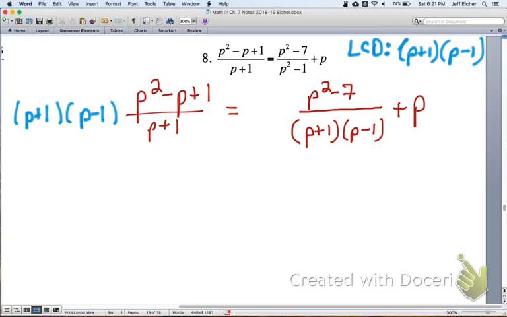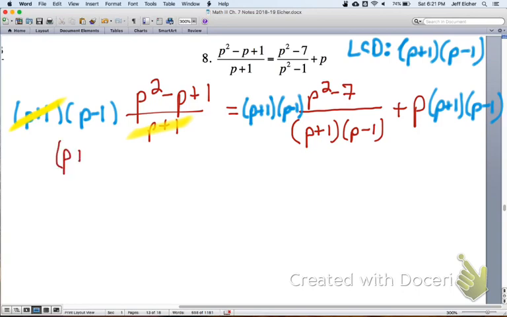And then this one would be p plus 1, p minus 1. There we go. And then this one is p plus 1, p minus 1. Okay, so let's see what divides out. The fraction on the left, the p plus 1 divides with this p plus 1. So we're left with p plus 1, we're left with p minus 1 times p squared minus p plus 1 equals this middle fraction.